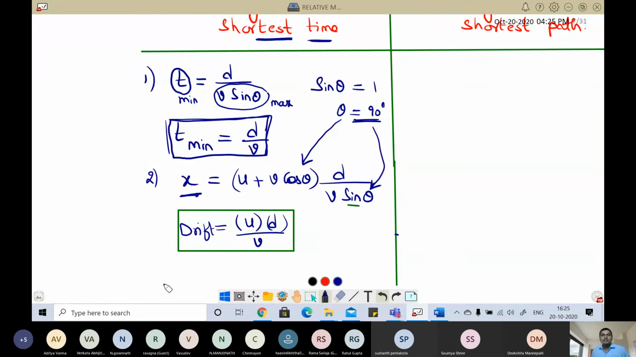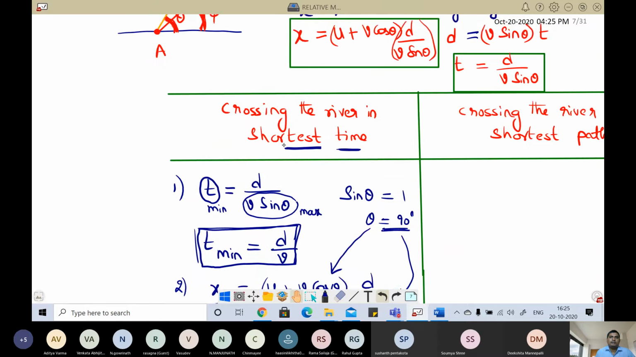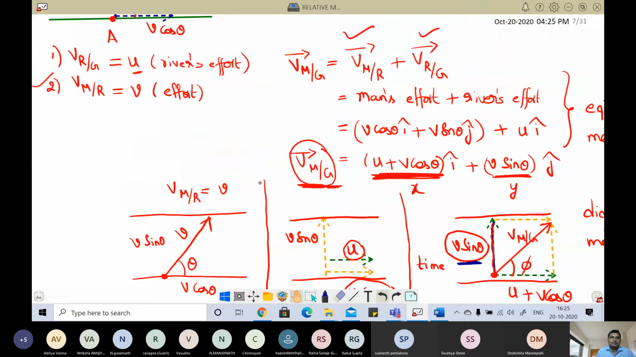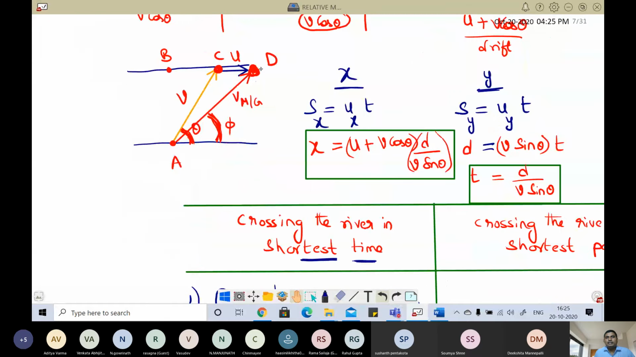So let us see. Minimum time here is equal to d by v and drift is equal to u into d by v. Please remember. Now, with what velocity he will reach, that also sometimes they'll ask. What is the final velocity he will reach? He will reach point D. With what velocity? That is nothing but velocity of man with respect to ground.